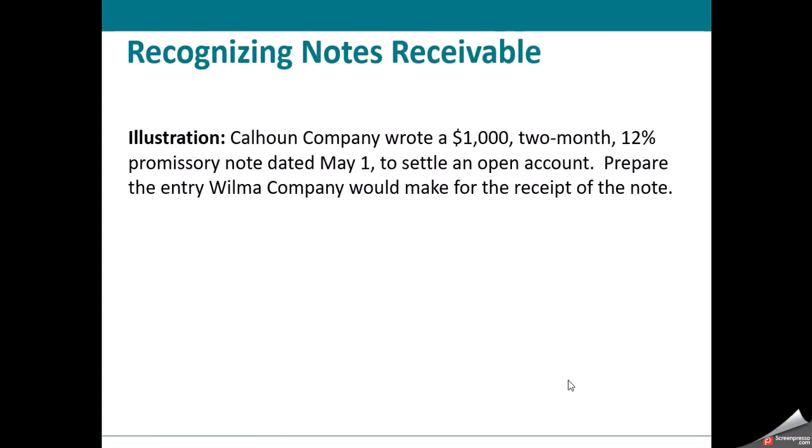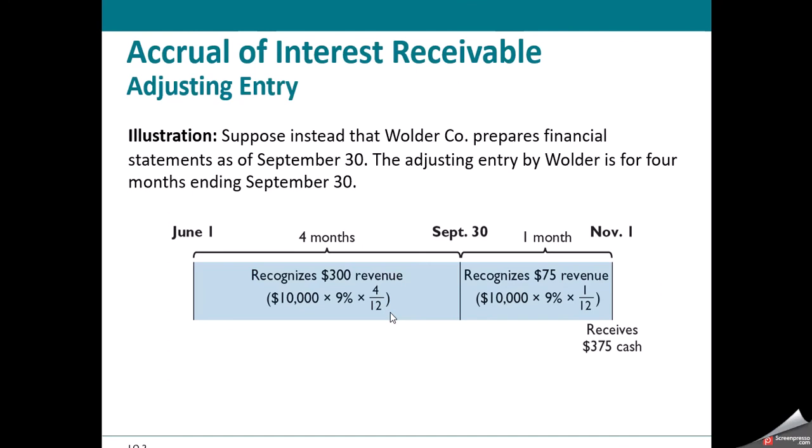Okay, so here we have another example. Now they wrote a $1,000 2-month 12% promissory note dated on May 1st to settle their open account. So they owe them, but they need a little longer to pay. So again, we're going to do it, but we're going to charge them interest. So here we set up the notes receivable. So we debit that creates the note receivable, and then we relieve or get rid of their accounts receivable by crediting that. Then we charge them interest.